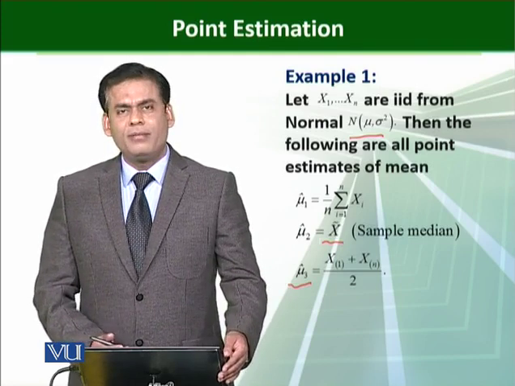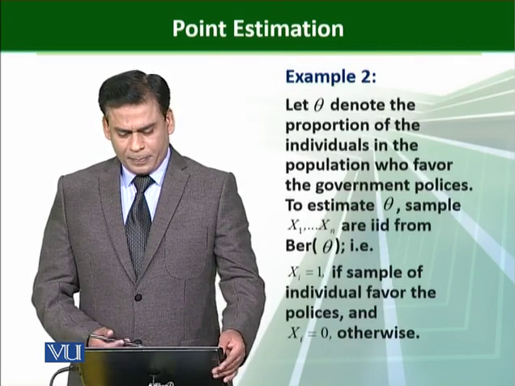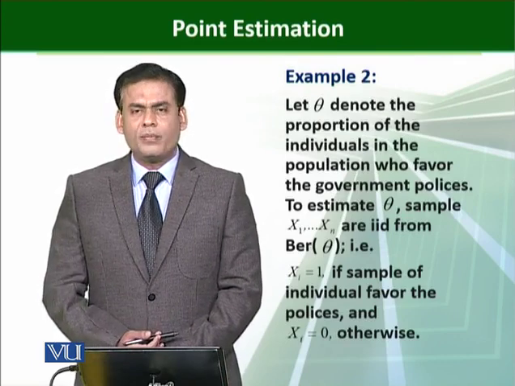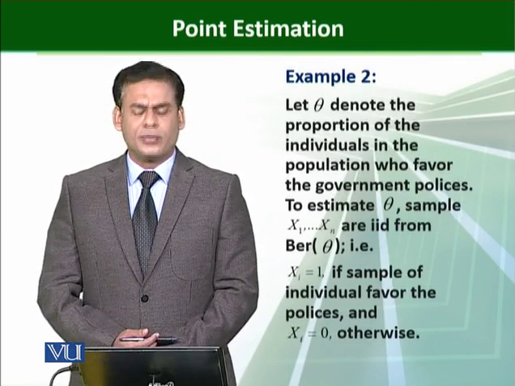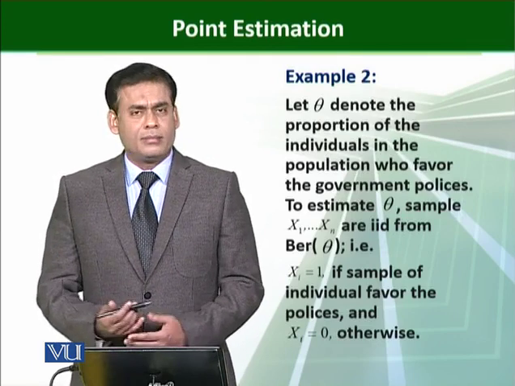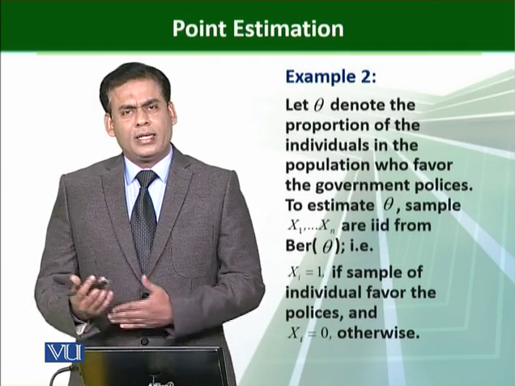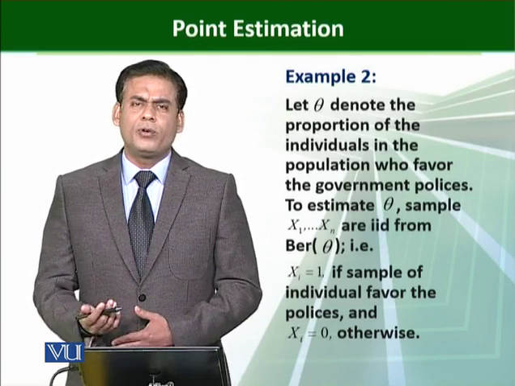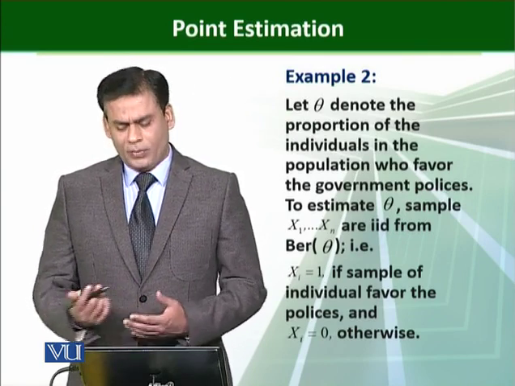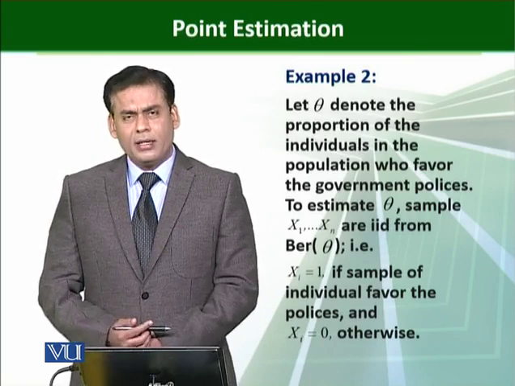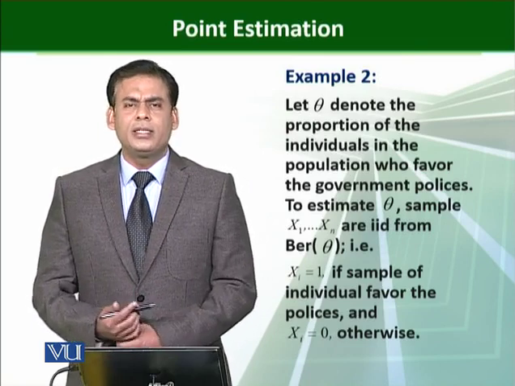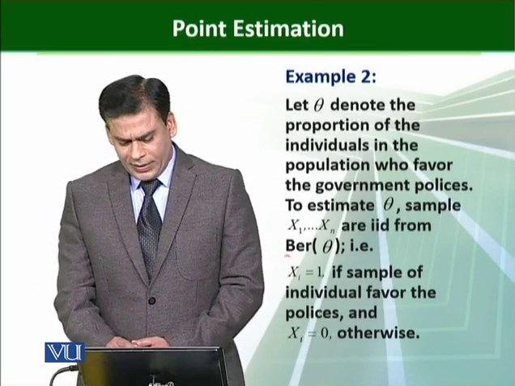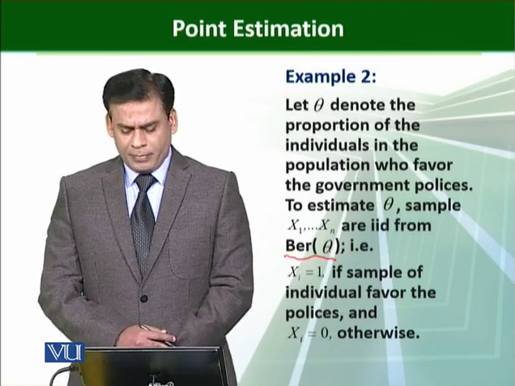We can further elaborate by taking another example, that is example 2. Let theta denote the proportion of individuals in the population who favor certain policies of the government. Since theta basically represents certain policies, there are only two possibilities: whether the individual favors those policies or the individual does not favor the policies. To estimate theta, definitely we have only two possibilities. So theta assumes a Bernoulli distribution, which is represented by this symbol.